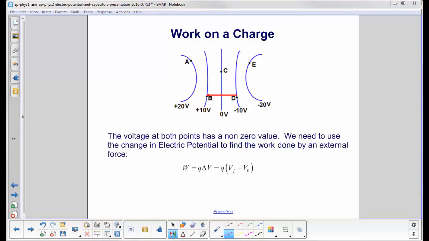For this case, unlike the voltage at infinity, which is 0, both of these points have a non-zero value for voltage. So we need to find the change in electric potential to find the work done by an external force. So that would be Q delta V, where delta V is V final minus V initial.